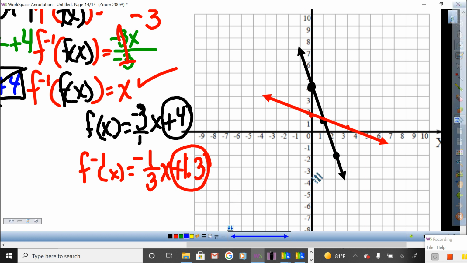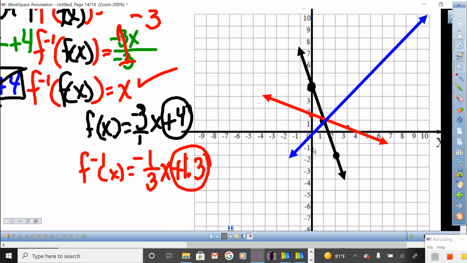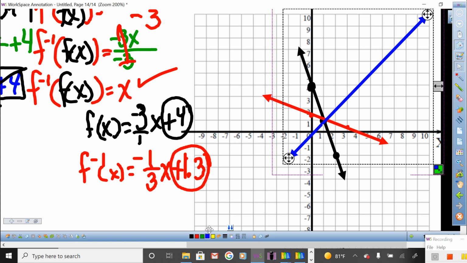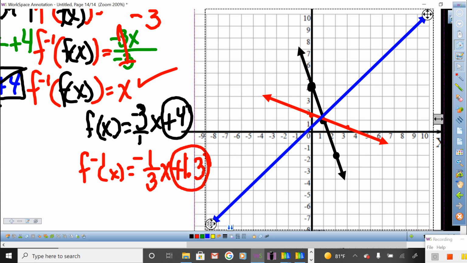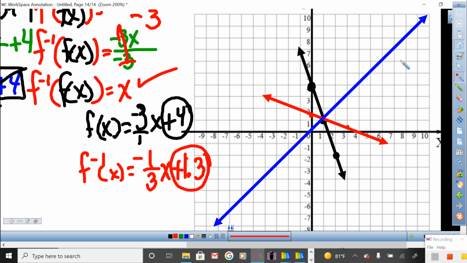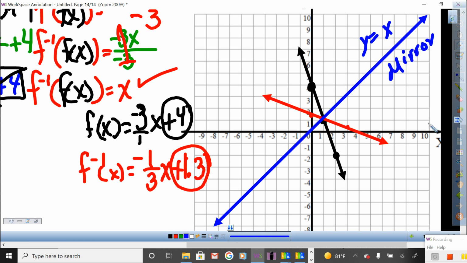And to check to see if they're inverses, I want you to graph your y equals x going diagonally. This is our y equals x. Is it mirroring one to the other? Does it look like they're a mirror of each other? Let's find out. Look up. This one has a point here on the y, and it's at 4, yes? So there should be a point over here on the x at 4. Is that correct? Let's see.